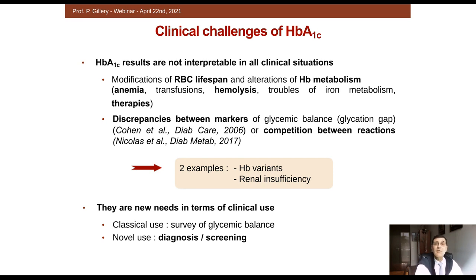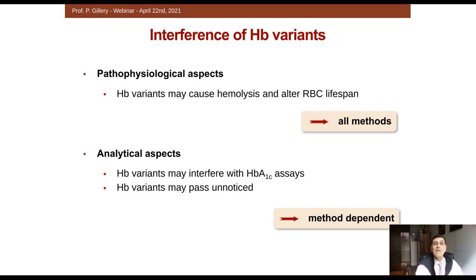So first, the situation with complicated interpretation. First, interference of hemoglobin variance. From a pathophysiological point of view, Hb variance may cause hemolysis and thus alter lifespan, which also alters the semiological value of HbA1c, and all methods, of course, are concerned by this point.